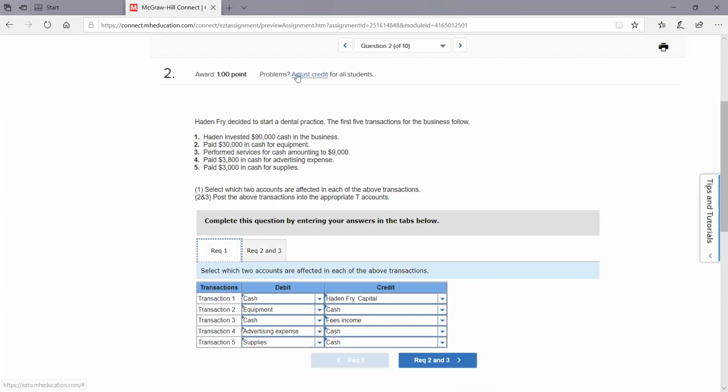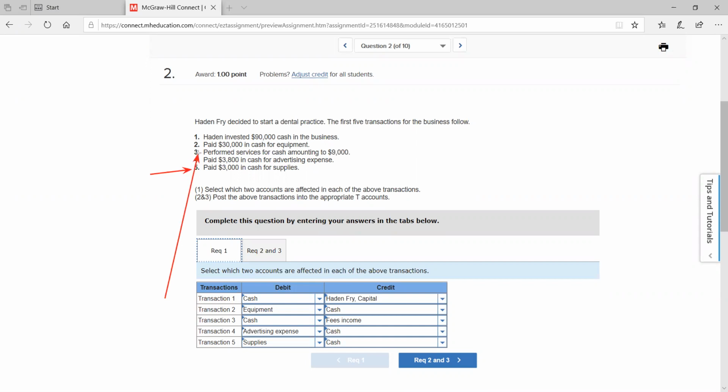Again, on the first one, it says Hayden invested $90,000 cash in the business. Just to recap, these are the same types of transactions you would have seen in chapter 2. It's just that now we're applying the debit and credit rules. Down below it says, which 2 accounts would be affected? Of course, it would be cash, debit, and capital, credit.